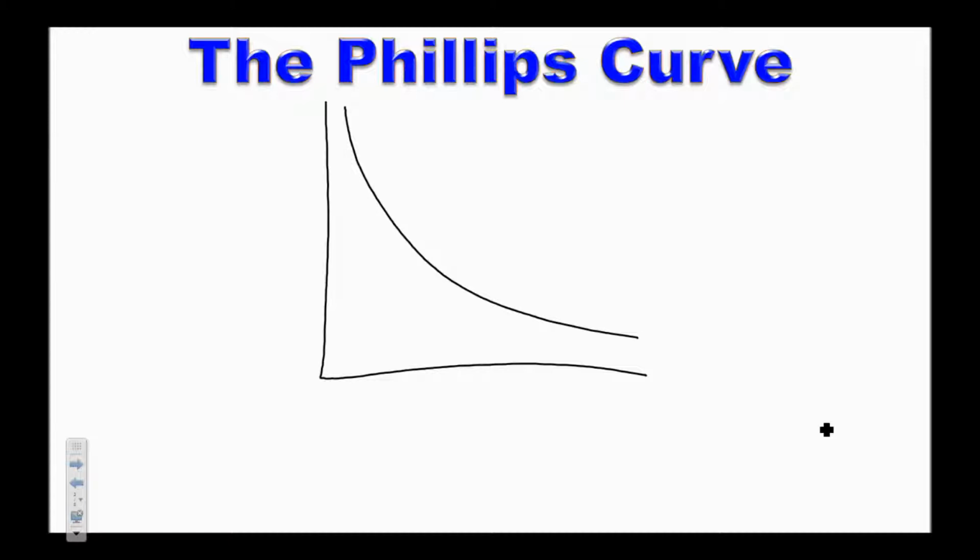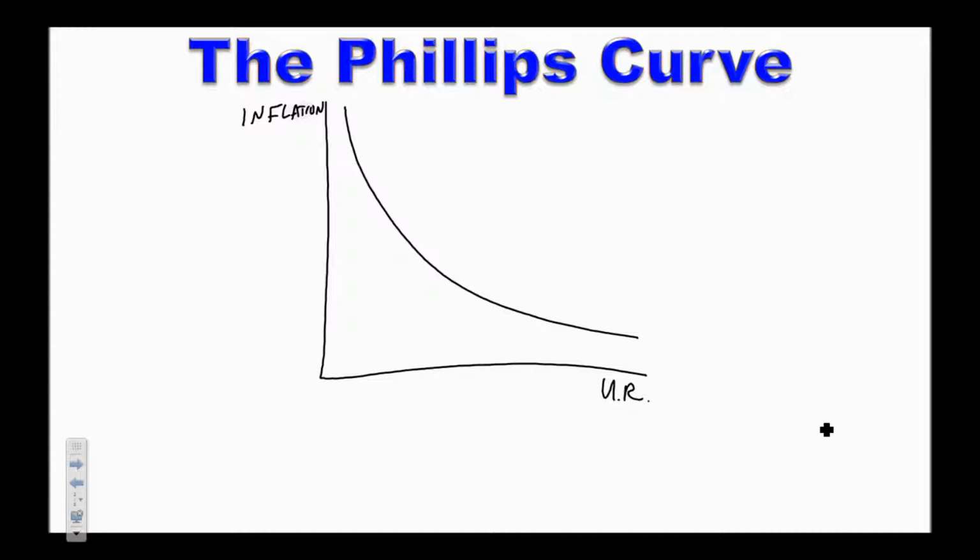Tutorial is on the Phillips curve. Okay, I'm going to draw it out. The Phillips curve is a graph, and what it does is it demonstrates the short-run relationship between inflation on the y-axis and the unemployment rate on the x-axis. So inflation is expressed as a percent, so is the unemployment rate.